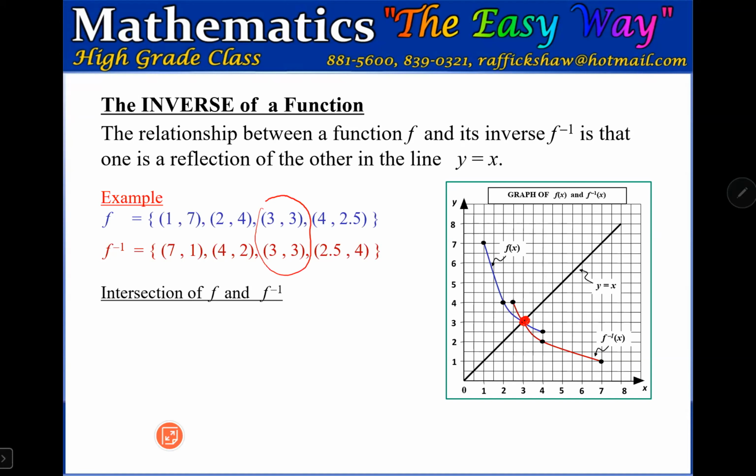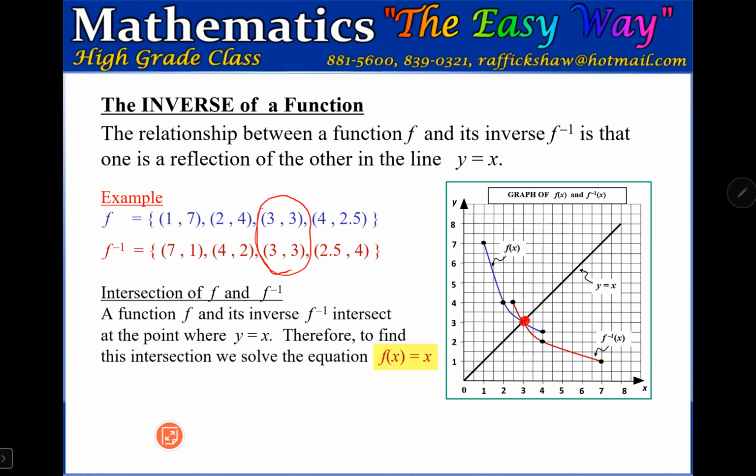Remember, if you switch around the point (3, 3), the function has the same point (3, 3) as the inverse, because if you switch around (3, 3), it's still (3, 3). To find that point, you can actually solve the equation f of x equals x.